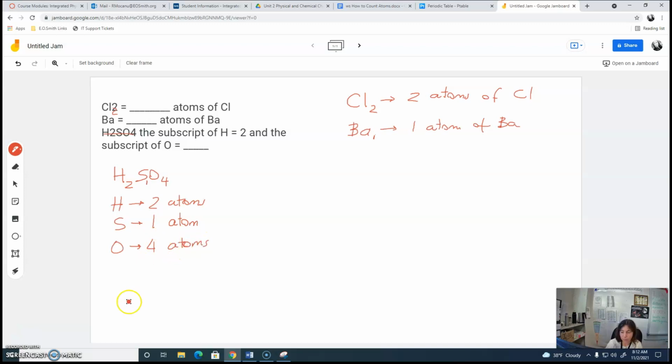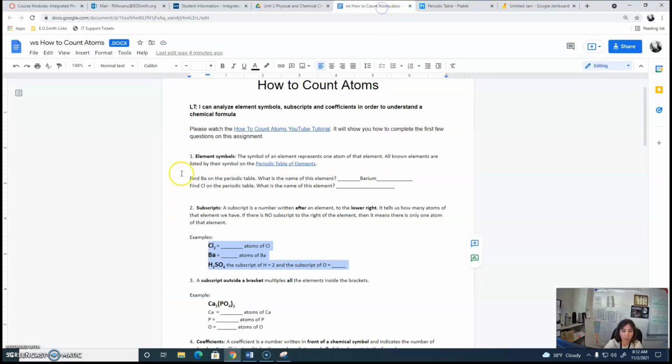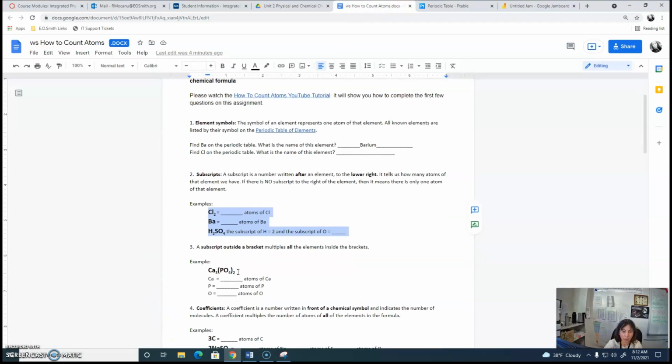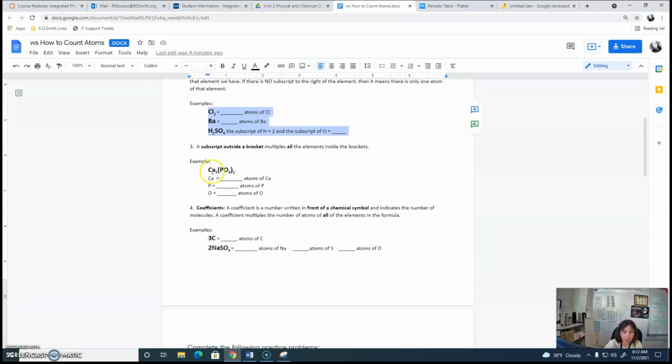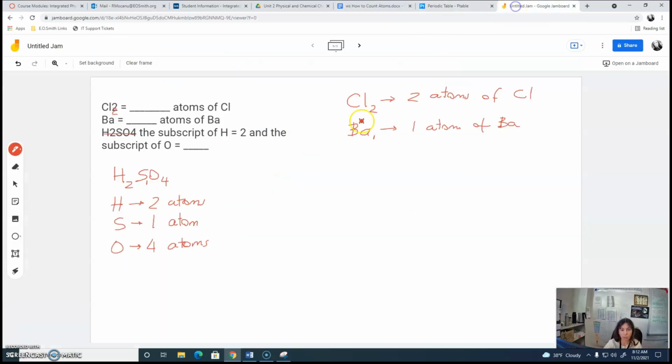Okay, so that's basically how you would deal with subscripts, and that's how you'd solve this first, number 2 on your worksheet. Let's take it one notch higher, and let's see how we would do something like this. So let's go back to the Jamboard.